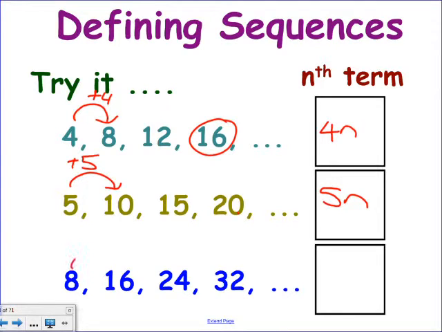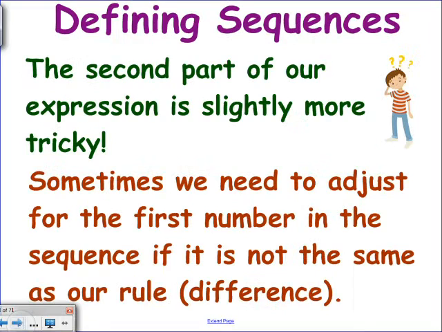The last one then. What's my term-to-term rule? Plus 8. So it's 8n. So if I go to my fourth term, 8 times 4 gives me 32. So we've defined the first part of our sequence by saying whatever our rule is, we multiply the position by that number. However, it's not that easy because there's sometimes a difference between your rule and the first number in your sequence. All the examples I've given you up to now, I've made them nice and easy so they tie in nicely. However, sometimes your rule is different from your first term.